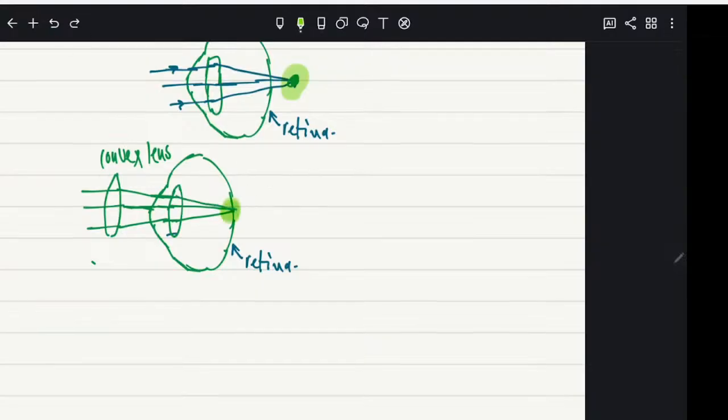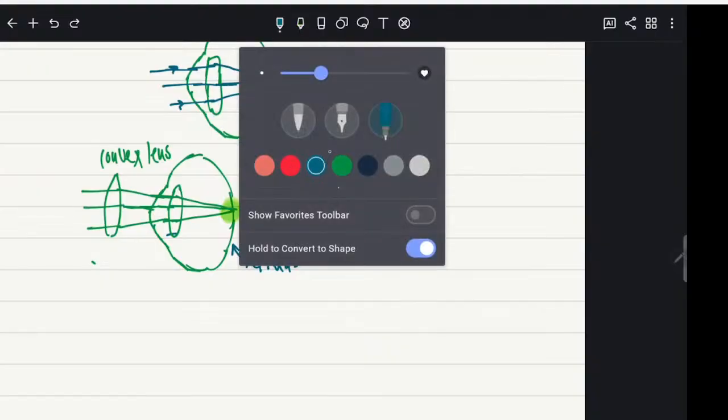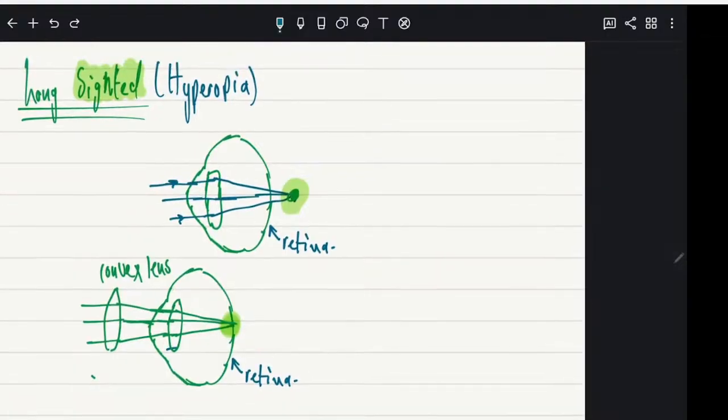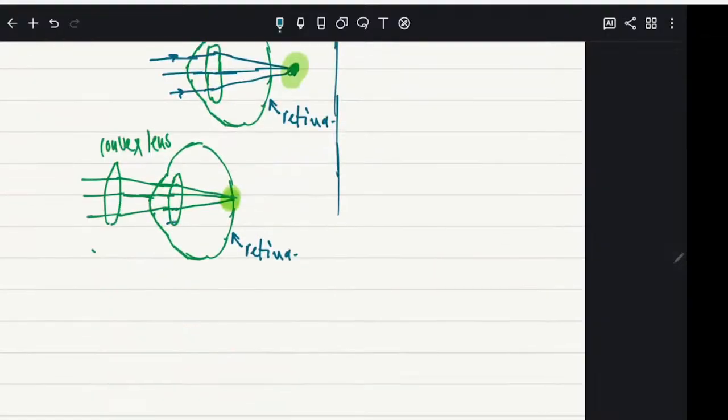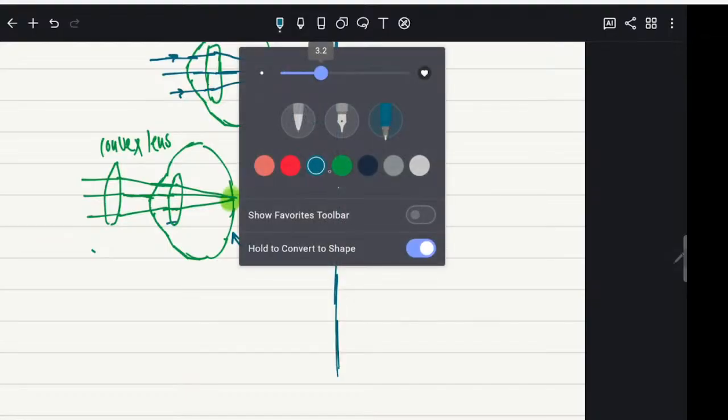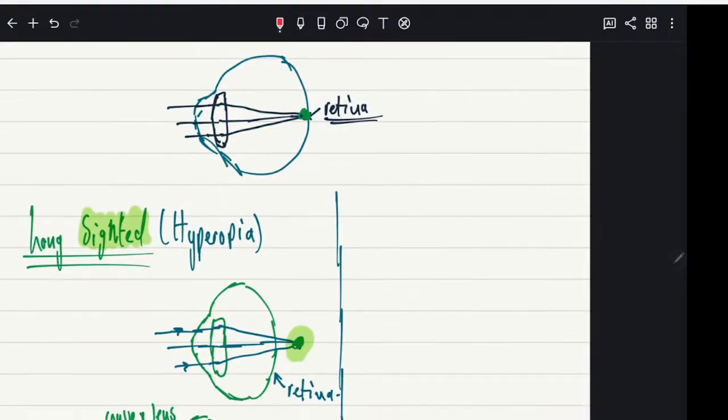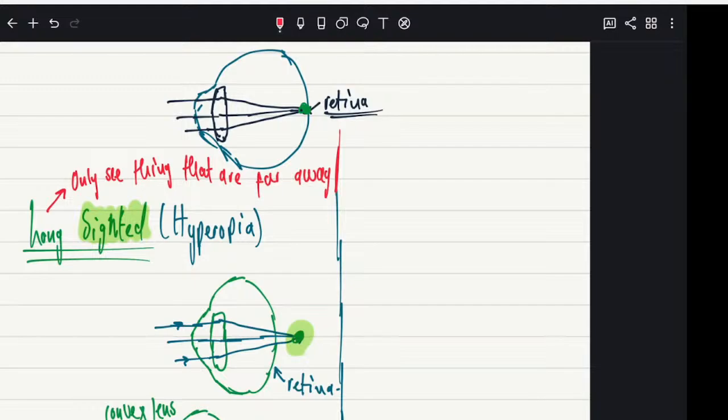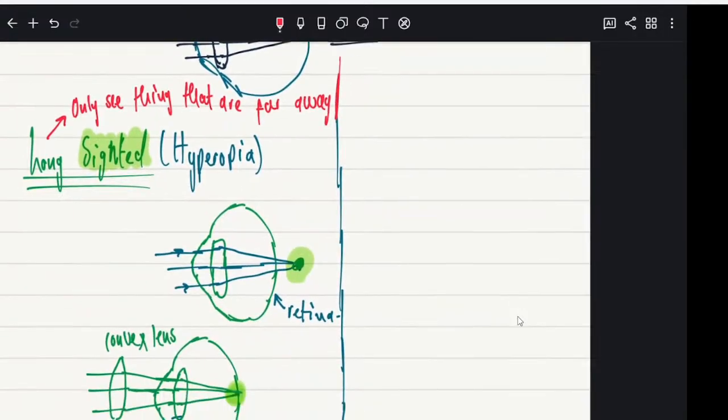Okay, let me explain again. Let me ask you questions so that we move together. What is it to be long-sighted in terms of diagrams? Okay, to be long-sighted in terms of theory, it means you only see things that are far away. I'll change the position, I'll lift it up a bit. If you're long-sighted, it means you only see things that are far away, right? So that is in terms of theory.